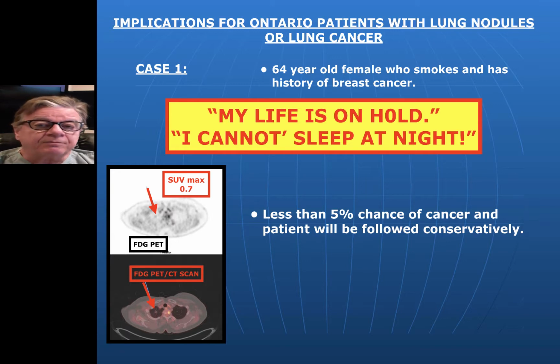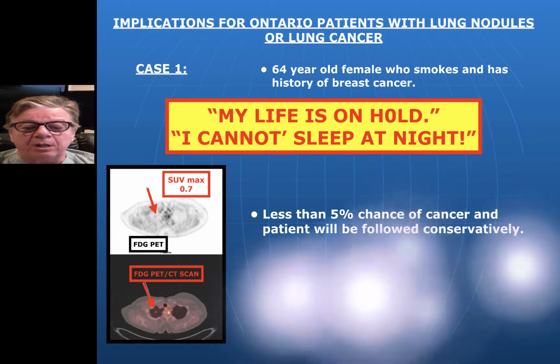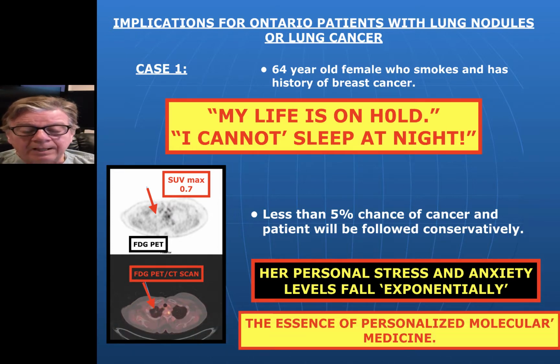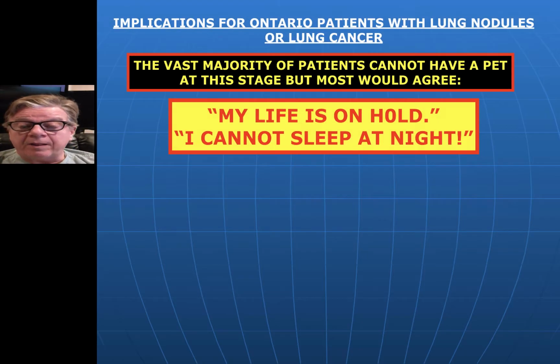It has an SUV max of 0.7, less than 5% chance. Her personal stress and anxiety levels fall exponentially, and I know this patient personally, and I can tell you that was clearly the case, and wouldn't it be for you? This is the essence of what we mean by personalized molecular medicine imaging.